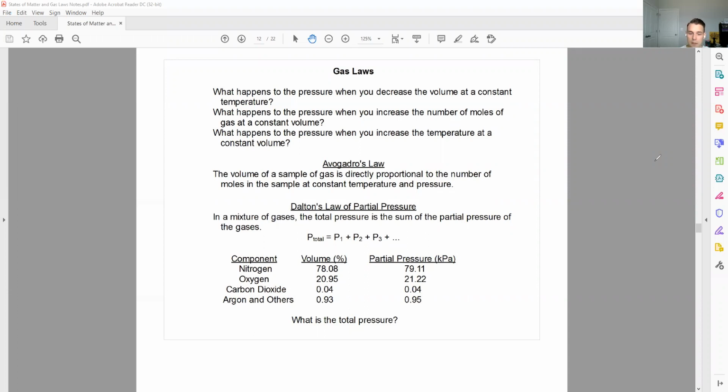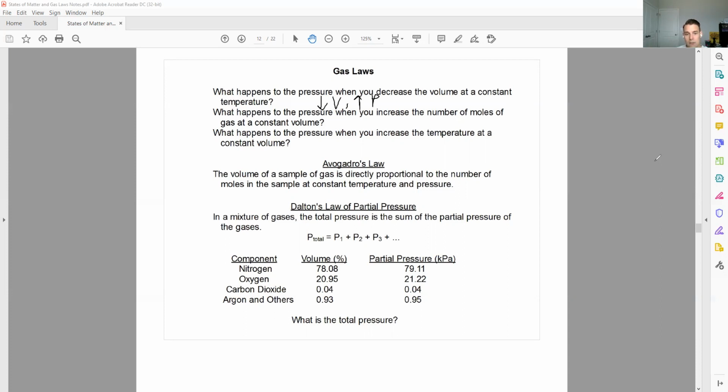Here we look at the first part of the gas laws. What happens to the pressure when you decrease the volume at a constant temperature? Remember, we said in the last notes, we want to think about pressure as collisions. So if you take some gas in a container and you make that container smaller, are you going to have more or less collisions? You're going to have more collisions and therefore more pressure. So if I decrease the volume, I'm going to increase the pressure.